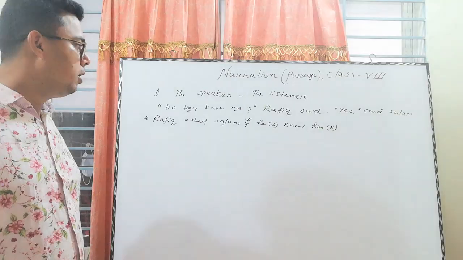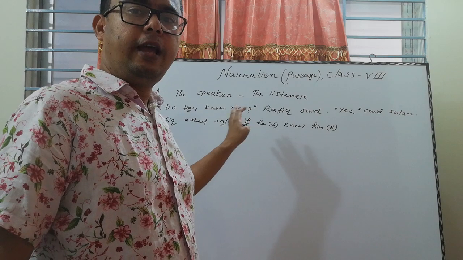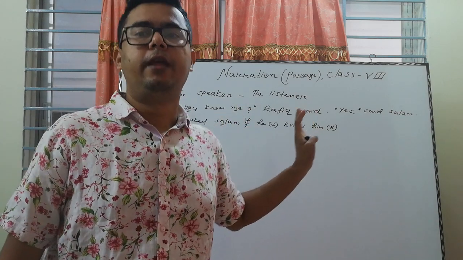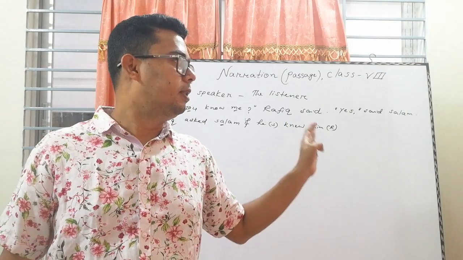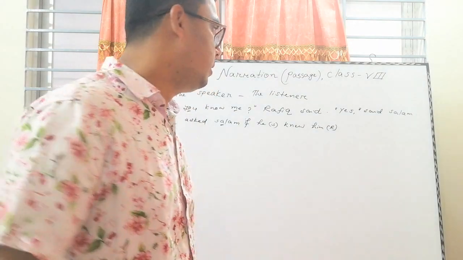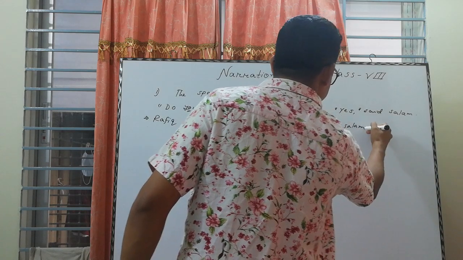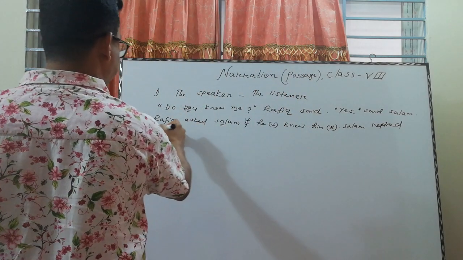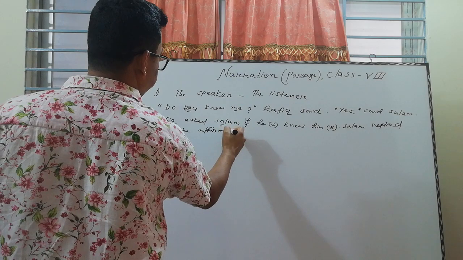Is it clear? So this is the speaker and listener here, but it actually is not available in the beginning of the sentence. But when we read this, it becomes clear to us. This is the speaker and this is the listener, and this is the first rule for passage narration. "Yes," said Salam. Salam replied in the affirmative.